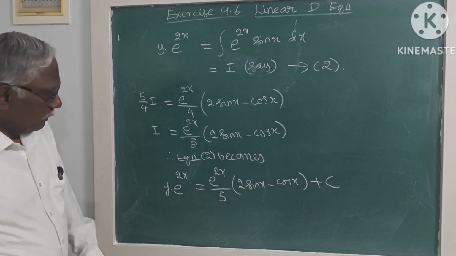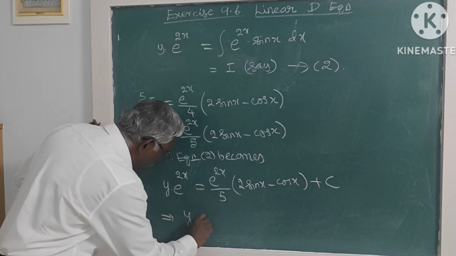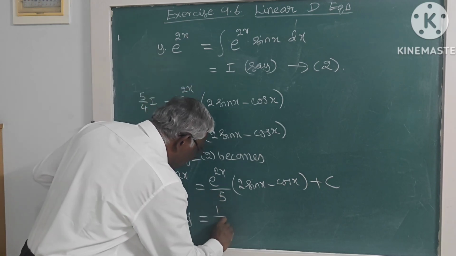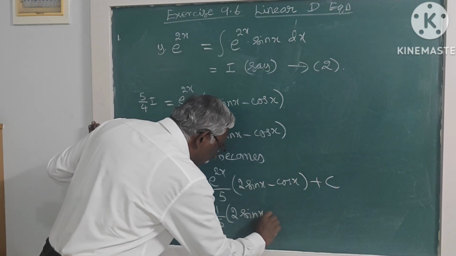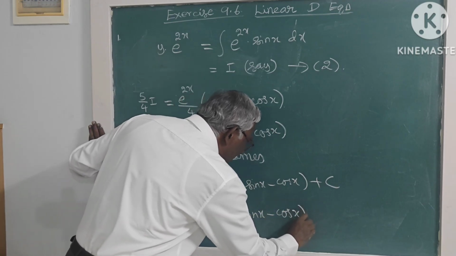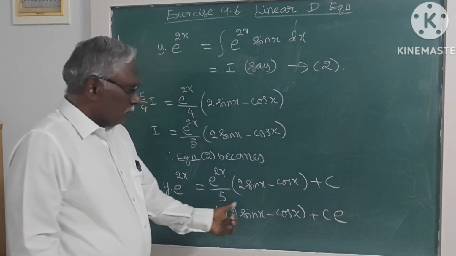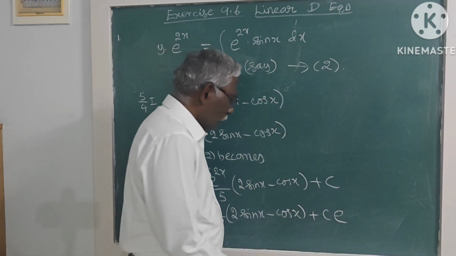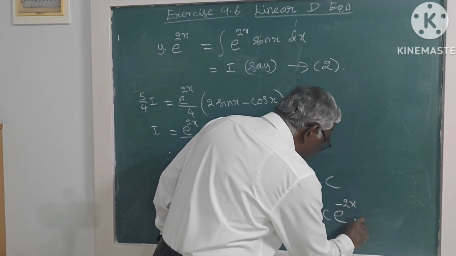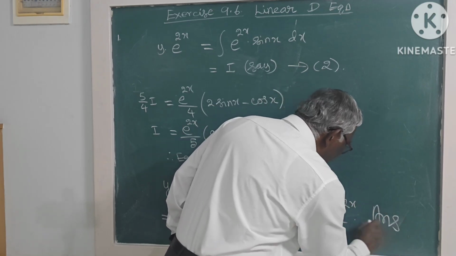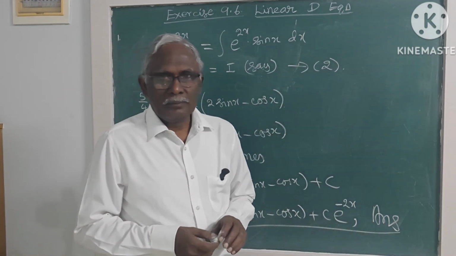Now what is the value of y? We divide throughout by e power 2x. This gives the value of y is equal to 1 by 5 times 2 sin x minus cos x plus c e power, dividing by e power 2x, e power minus 2x. So this is the answer.